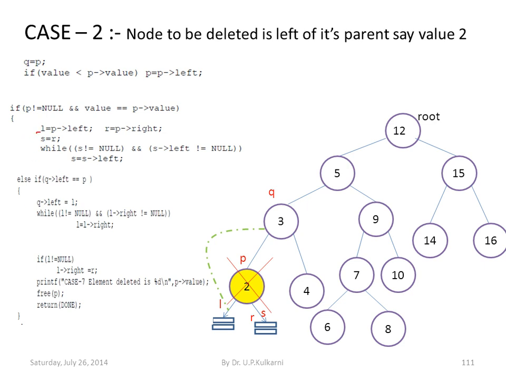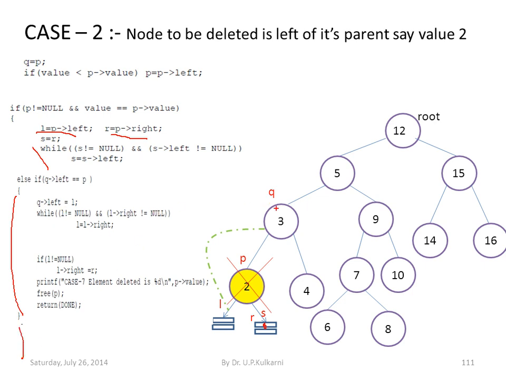This L equal to P dot left is to position L here. R equal to P dot right is to position R here. This particular loop, like what we did before, is just to position S at the leftmost node of this particular subtree. In this case, it is null here. Now, if Q left equal to P, it is the left part if at all you are doing. Yes, this is true in this case. The else part we will see later.